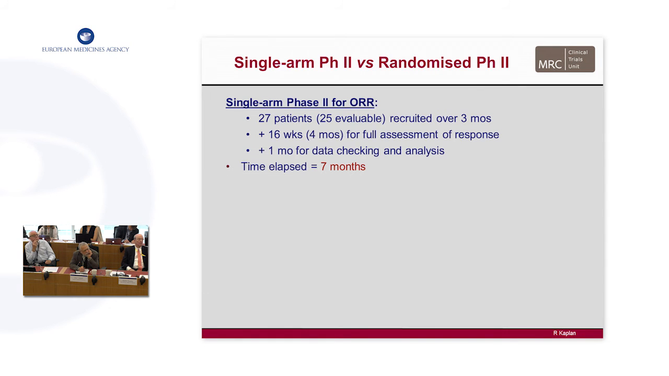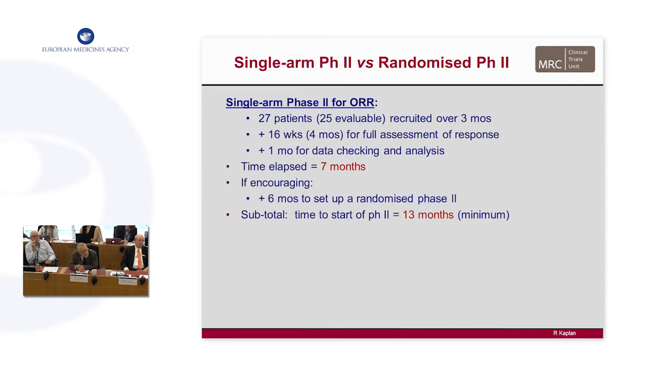If we did this as a single-arm phase 2 with this size cohort, there'd be 27 patients recruited over 3 months. It would take 16 weeks for the full assessment of response, 1 month to go over the data checking analysis, and in 7 months we'd be able to say whether we were getting a positive signal on objective response alone, a single arm. If that were encouraging, however, we need to go and set up a randomized phase 2 trial unless this is a breakthrough.